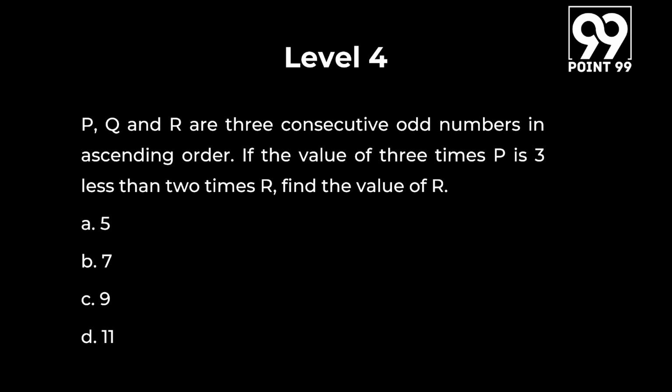Options would definitely be a better way to solve this, because you are trying to figure out if 7 is the largest odd number in this sequence, then what could be the smallest odd number in this sequence, and so on and so forth. So the answer to this question is going to be option C, that is 9.